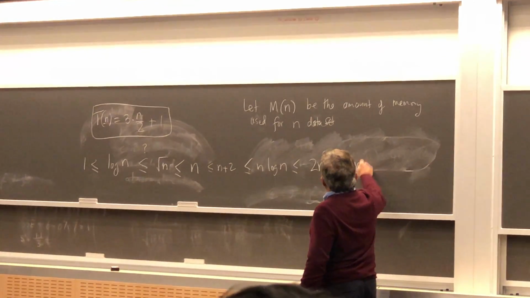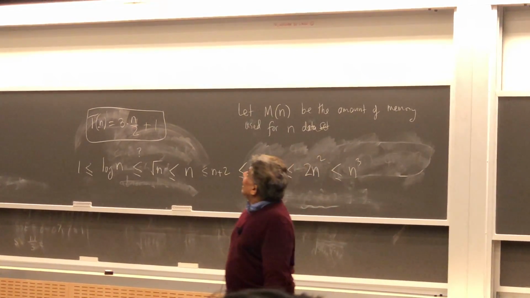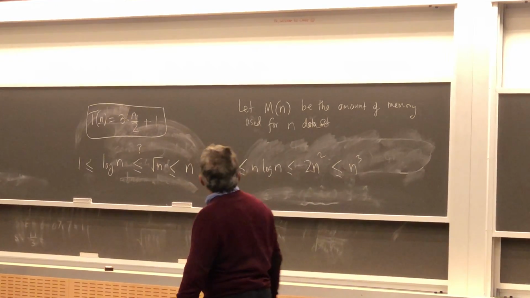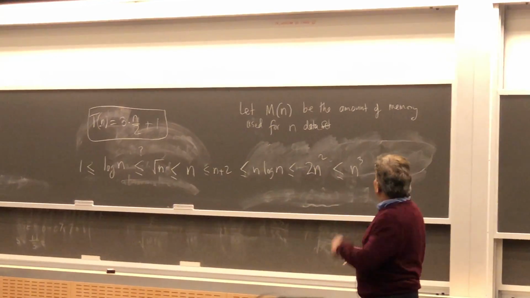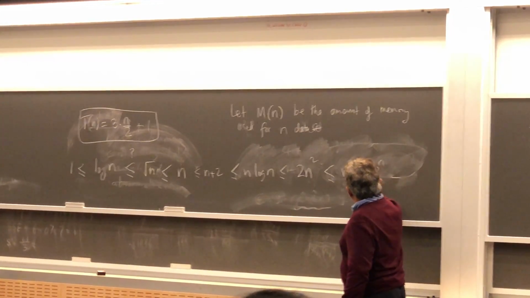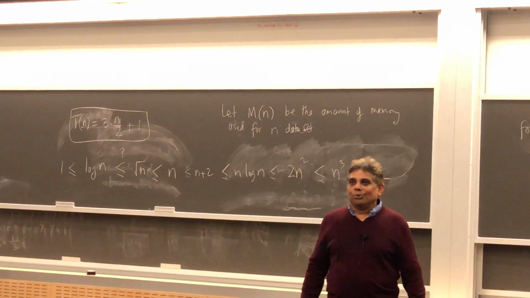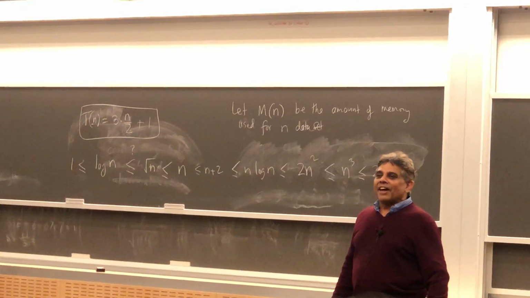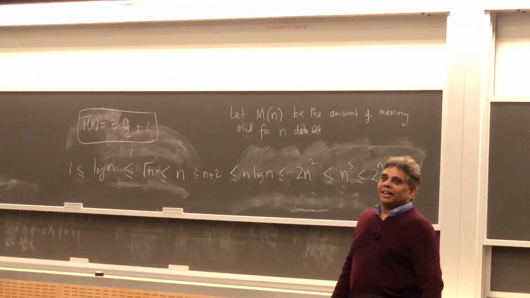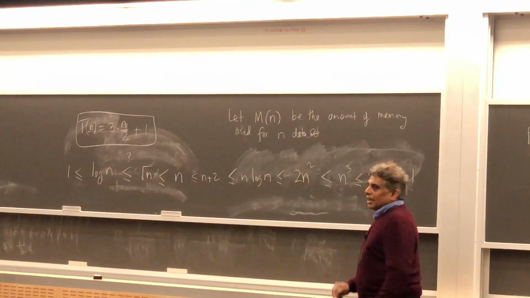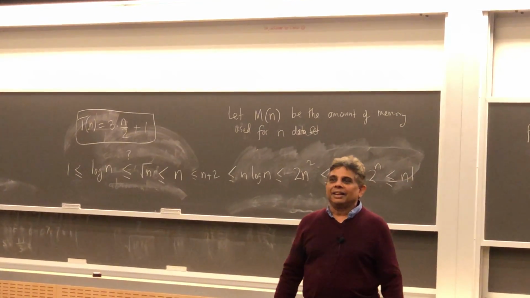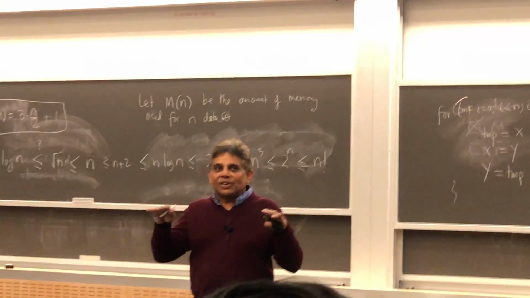What's the next one? N cubed. I didn't put 2 to the n. Where's 2 to the n? 2 to the n, you would agree, would be bigger than n cubed, right? Where's n factorial? It's even bigger than that. Okay, so you have all these functions.